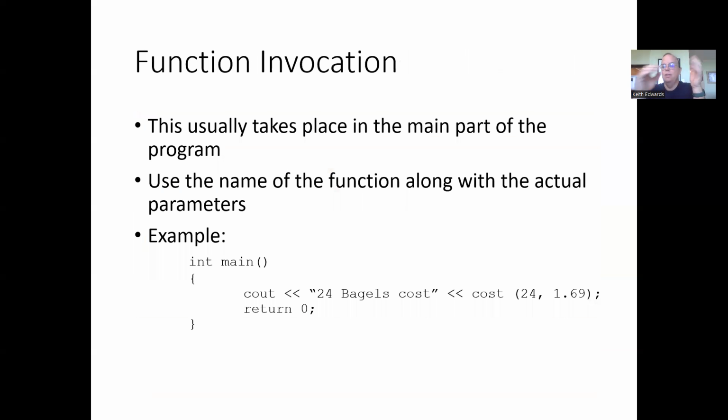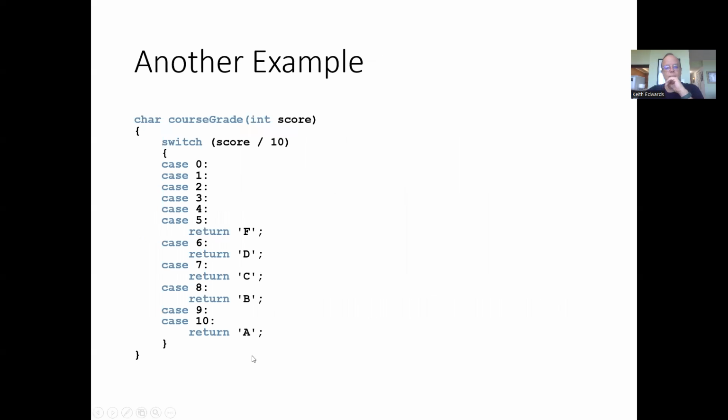And last but not least, we have the invocation. This takes place in the main part of the program. So basically, we use the function name along with the actual parameters. If we wanted to see how much 24 bagels would cost, we would output "24 bagels cost" and then call the function cost with the parameters of 24 and 1.69, assuming $1.69 per bagel. Maybe a little bit expensive, but that would give us the price.